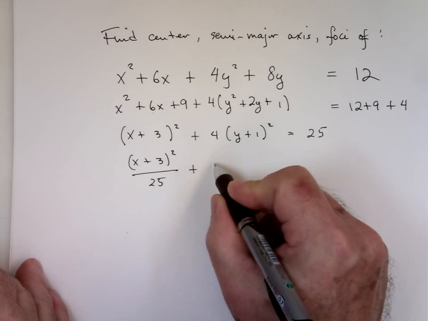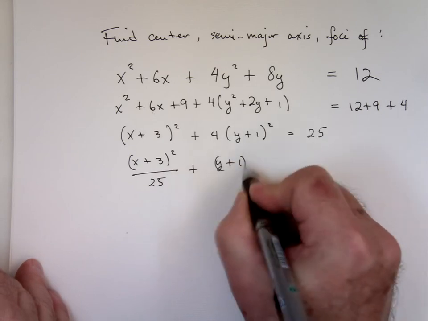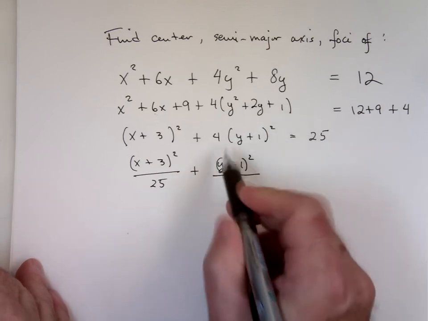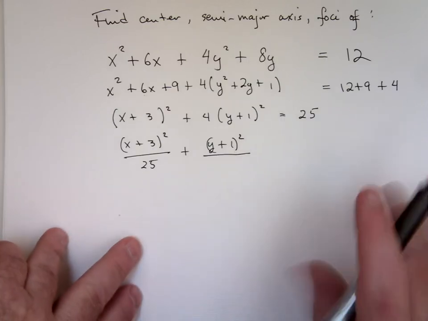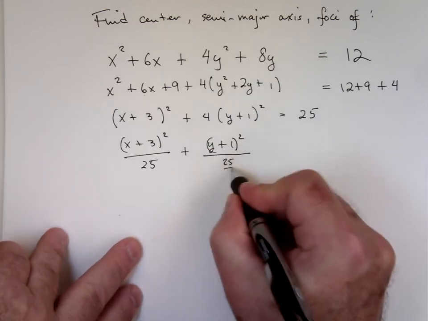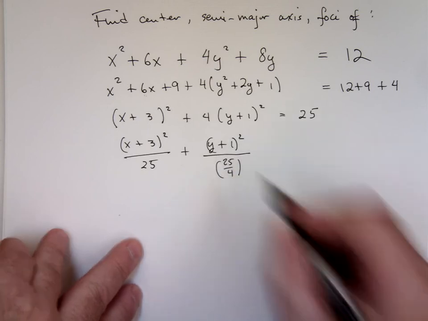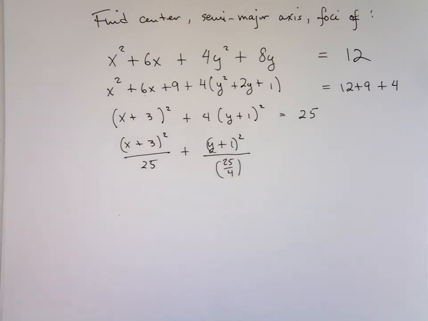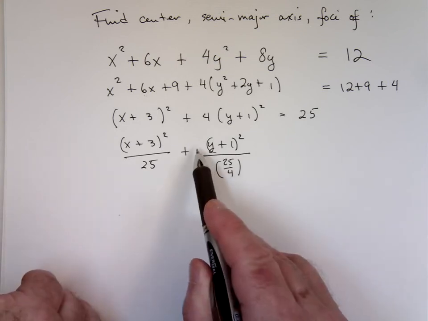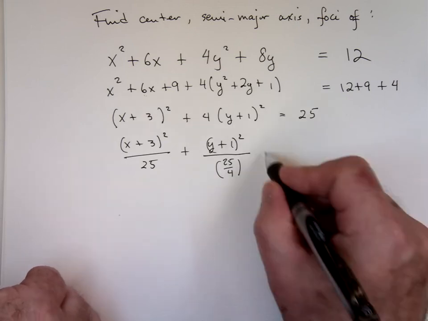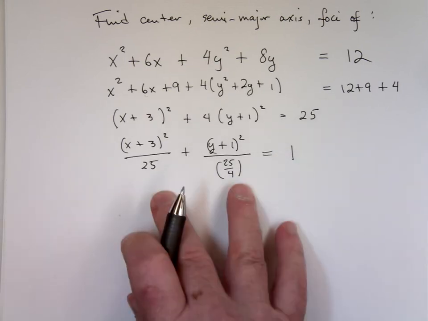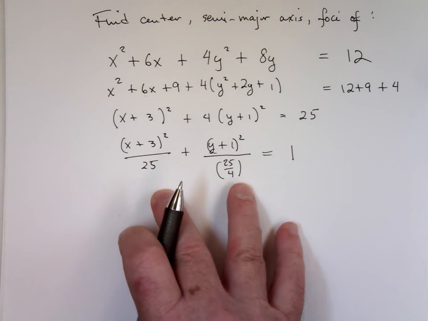Now, here's what else I want to do. This would be 4 over 25, but I don't want to write it that way. I want to write it as 25 over 4. Okay? It's the form that I want it in. That's my b squared. Okay? Everybody with me on that? Instead of taking the 4 in the numerator, divide numerator and denominator by 4 to get this, and that's equal to 1. This is the general form for an ellipse. This is your objective. This is where you want to be. Okay?